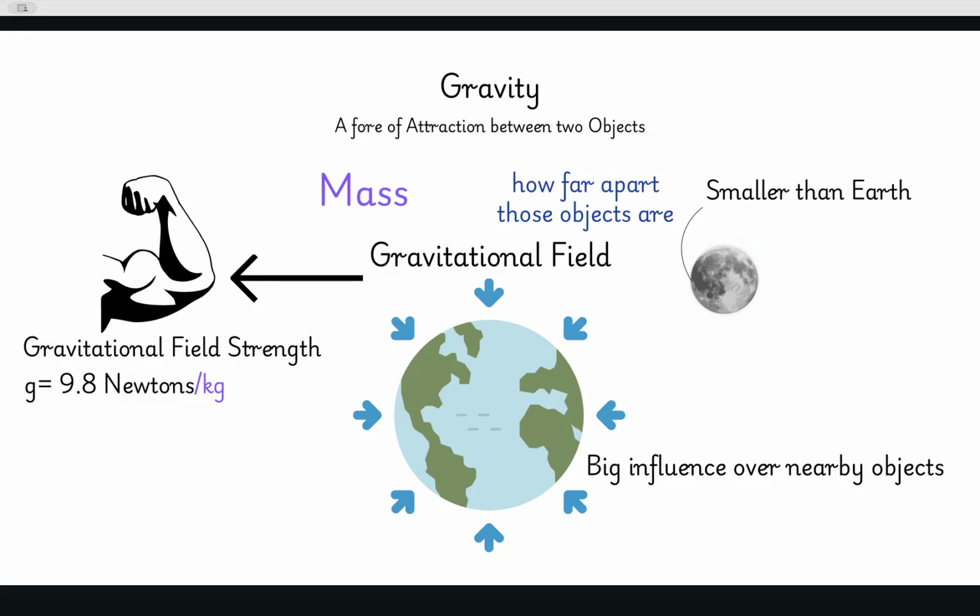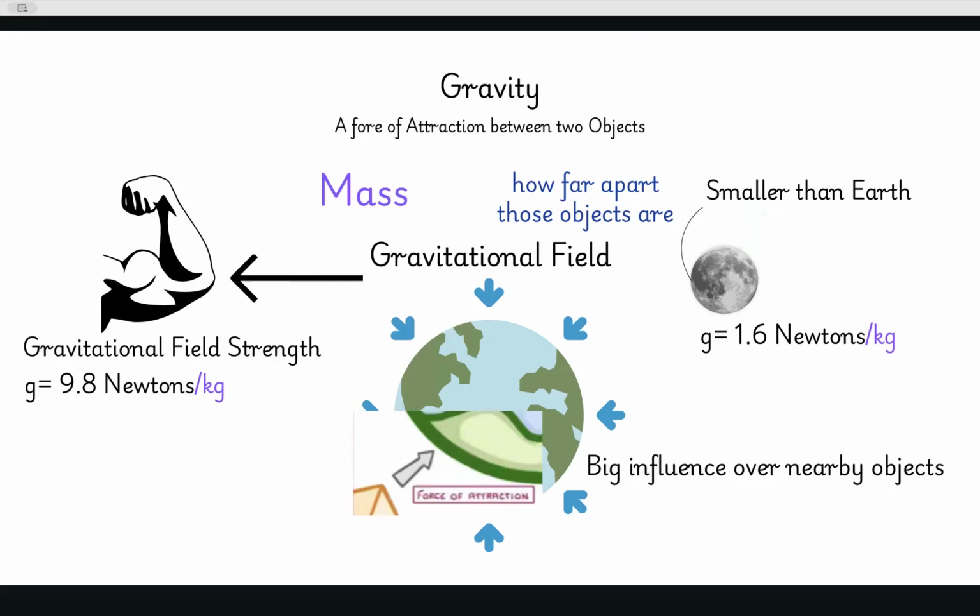So the Earth and the Sun, the Earth and the Moon, there is influence. There's a sphere of influence around the Earth, which gravity acts upon. And on the Moon, the gravity is 1.6 newtons per kilogram, so it's a lot smaller than on Earth. If an object comes into a gravitational field, it experiences a force of attraction, and in physics, it's this force that we refer to as an object's weight.